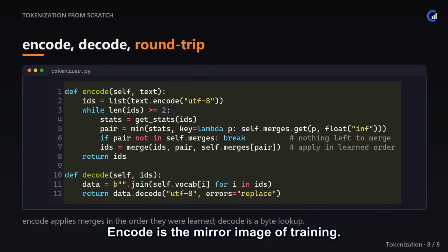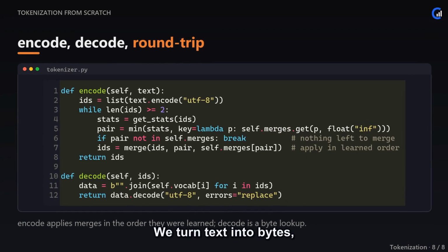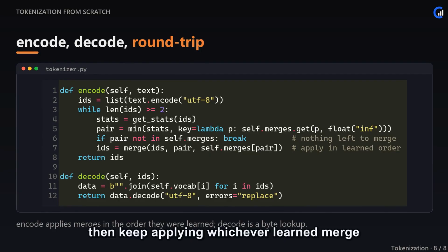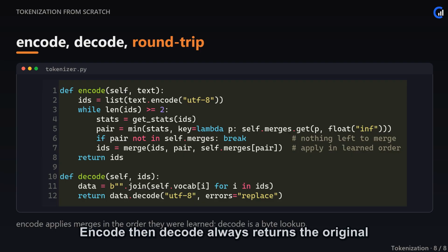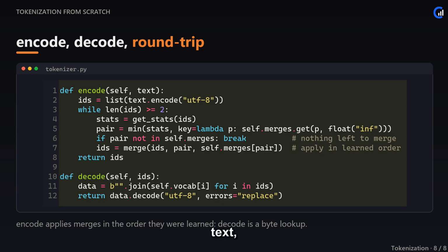Encode is the mirror image of training. We turn text into bytes, then keep applying whichever learned merge has the lowest index, the order they were learned, until no merge applies. Decode is even simpler. Look up each ID's bytes, join them, and decode as UTF-8. Encode then decode always returns the original text exactly. The round trip is lossless.